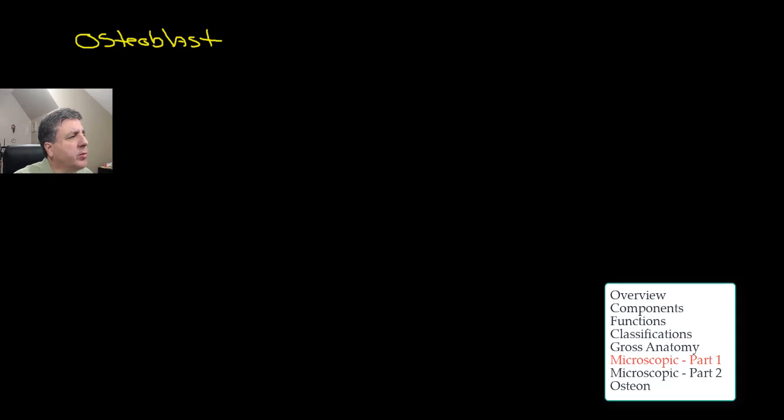When we're looking at an osteoblast, again, they are derived from, or they come from, the osteoprogenitor cell. These are roughly cuboid in shape, and they lie on the surfaces of bone. They're usually lined up next to another osteoblast, so these are lined up against each other.